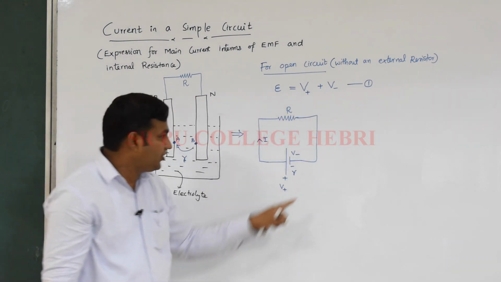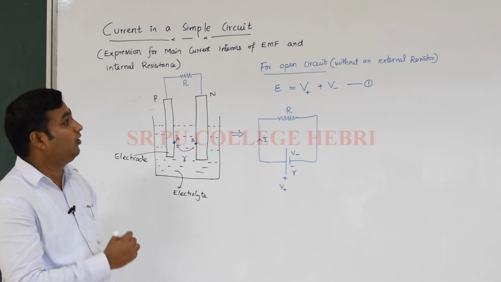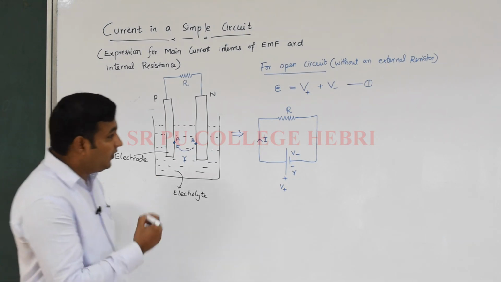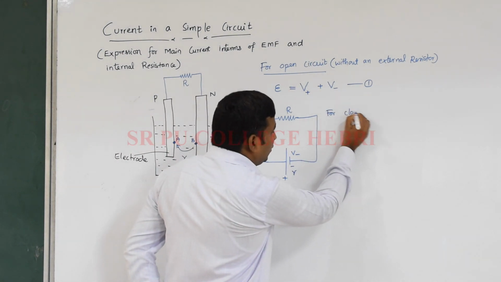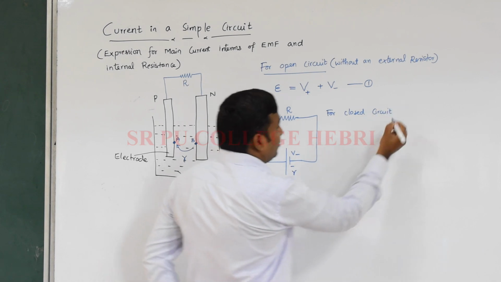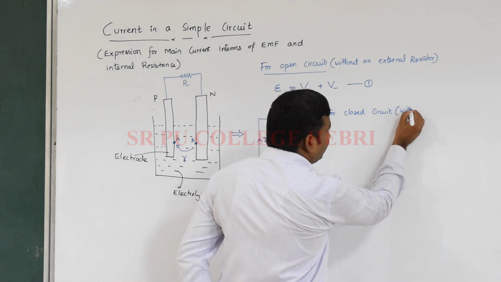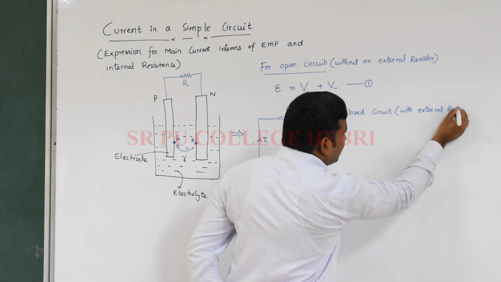I consider this circuit, and by considering this part I want to work out for the closed circuit now. Now, the next important thing, for a closed circuit with an external resistor.